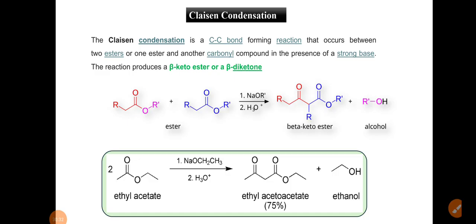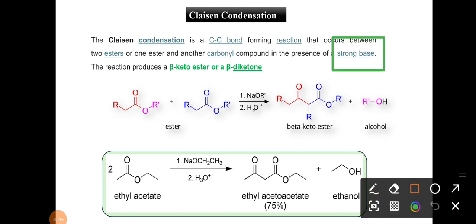The next reaction, Claisen condensation. The Claisen condensation is a C-C bond forming reaction, meaning a carbon-carbon bond forming reaction, that occurs between two esters, or one ester and one carbonyl compound, in the presence of a strong base, right? So a strong base is the requirement. Two esters, or one ester and another carbonyl compound. That is the basic requirement of the Claisen condensation. The reaction produces a beta keto ester or a beta diketone, okay. So you have to remember the product of the Claisen condensation is the beta keto ester or a beta diketone, right?